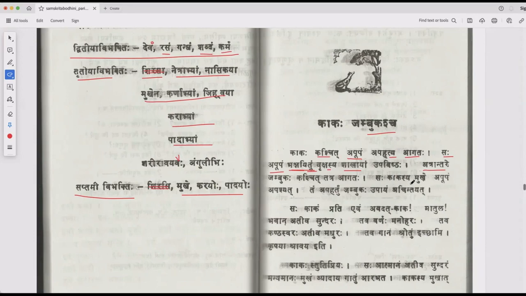Sah kakasya mukhe apupam apashyat. This is easy. Sah, that. Kakasya shashti vibhakti, kakaha. Mukhe saptami vibhakti, mukham. Apupam apashyat. Dvitiya vibhakti. Apashyat is verb. Okay. Now tell me the meaning of the sentence. It has, that crow's, inside the mouth of that crow.